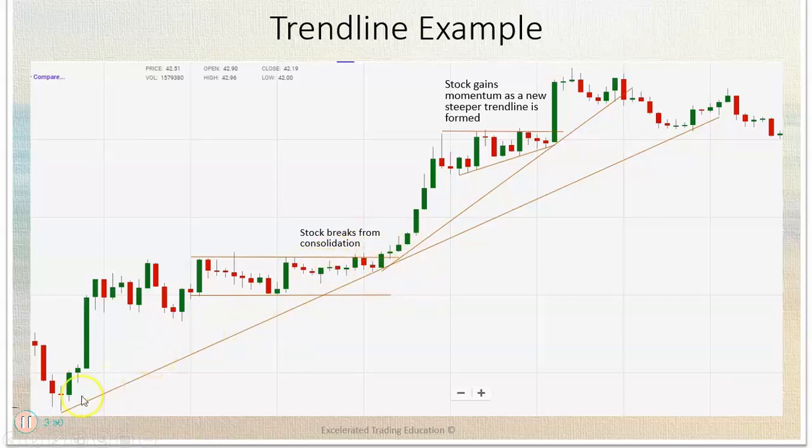Just for presentation purposes, this is the longer term trend, right? We can see the longer term trend is up. We're able to draw a new trend line here at this point, and then we actually get what I like to call trend line acceleration. So the stock gains momentum as a new steeper trend line is formed, right? When you start to get trend line acceleration, this, in my opinion, is where greed starts taking over control of the market.